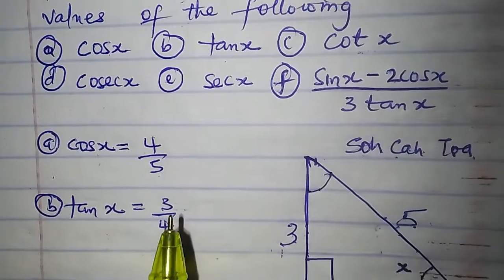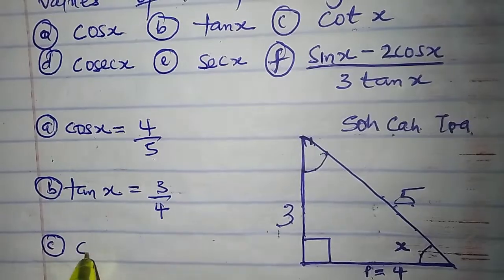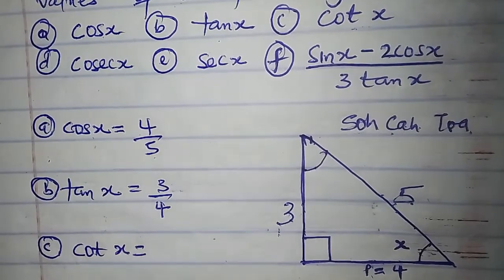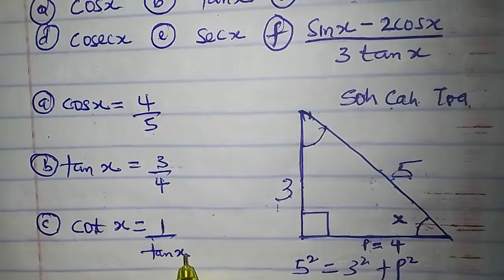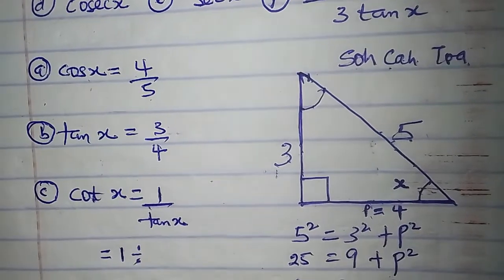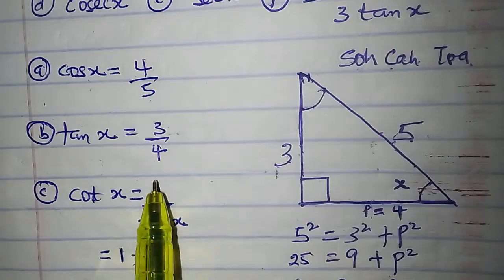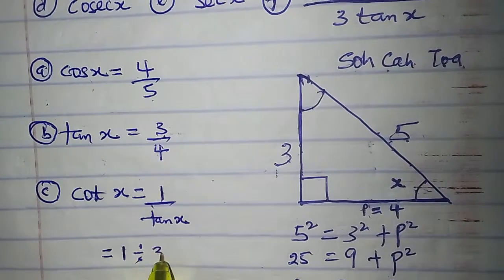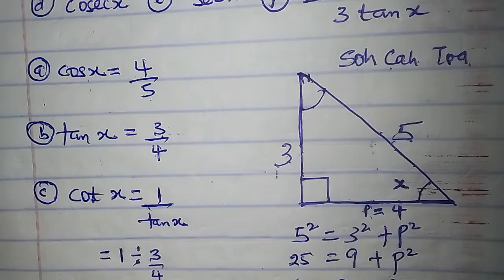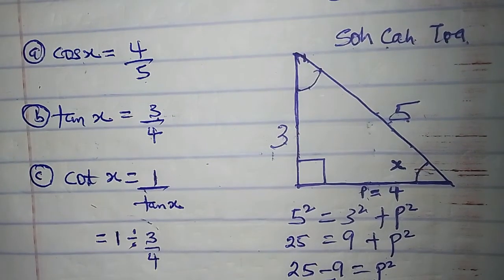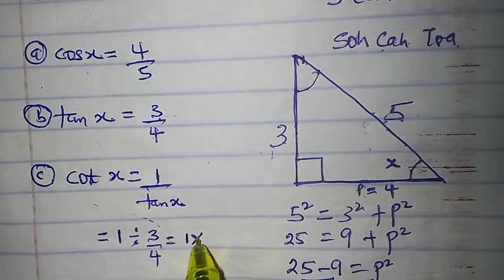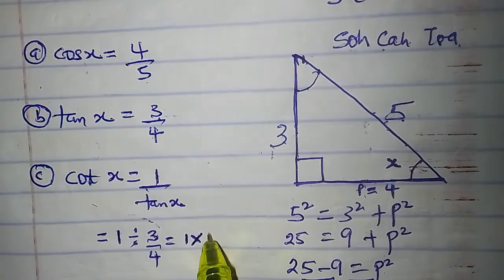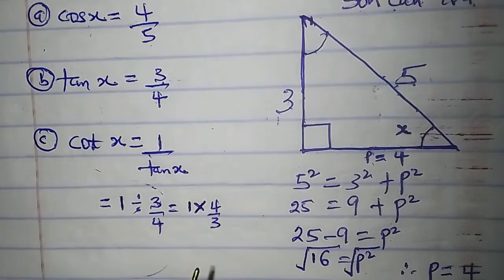Alright, what is cot x? Now, take note. Cot is cotangent. Cot x is 1 all over tan x. 1 divided by 3 over 4 will actually give me 4 over 3. If we manipulate this, we are going to get 4 over 3. The division will turn to multiplication, and the reciprocal of this will be taken. So you can see that we have 4 over 3.